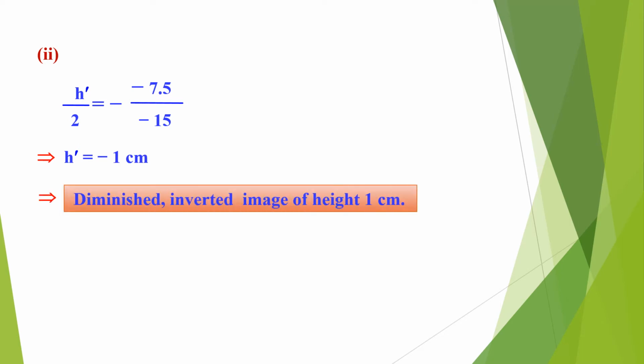In the second one, the height of the image by object height, that is 2 centimeter, is equal to minus v by u, where v is minus 7.5 divided by u which is minus 15. So by this the height of the image comes as minus 1 centimeter. This implies a diminished image, and because of the negative sign it is an inverted image, and the height of the image is 1 centimeter, which is less in comparison with the object size, that's why it is diminished.